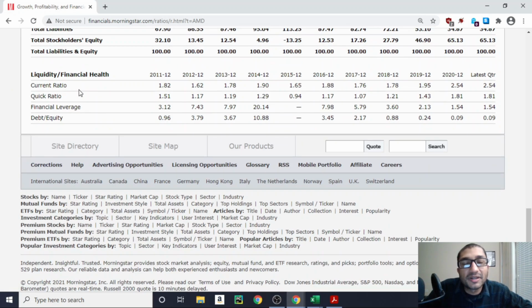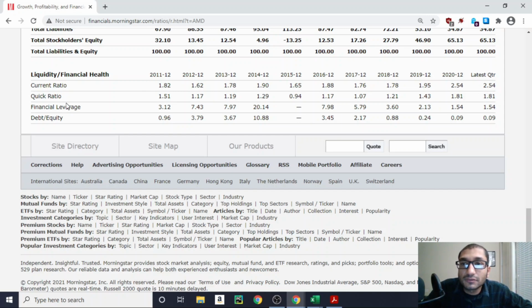The current ratio compares the company's current assets to its current liabilities. Ideally, we want to invest in companies that have a current ratio of 1.0. It's even better if it's greater than 1.5. Back in 2011, the company's current ratio was at 1.82, and for the latest quarter, it's at 2.54.